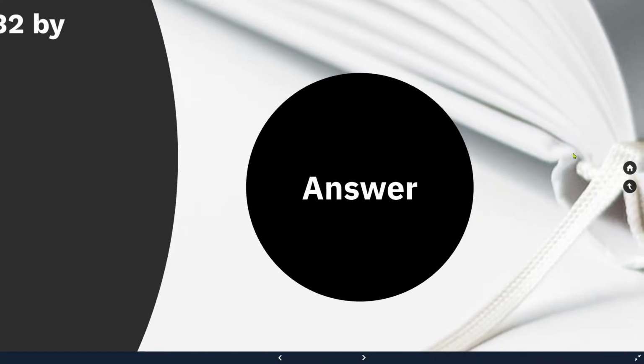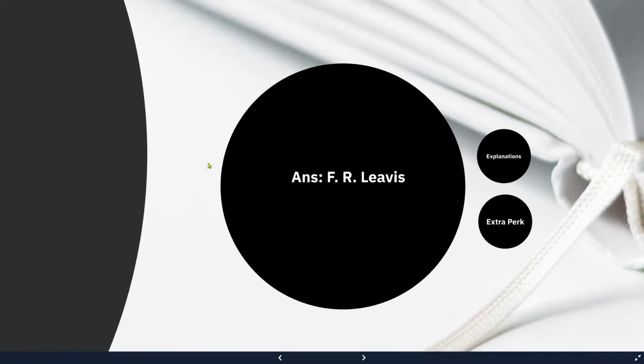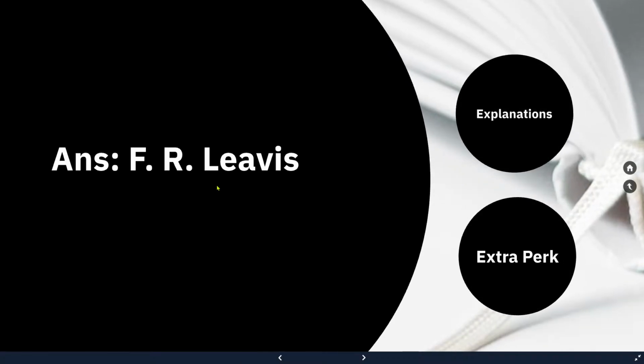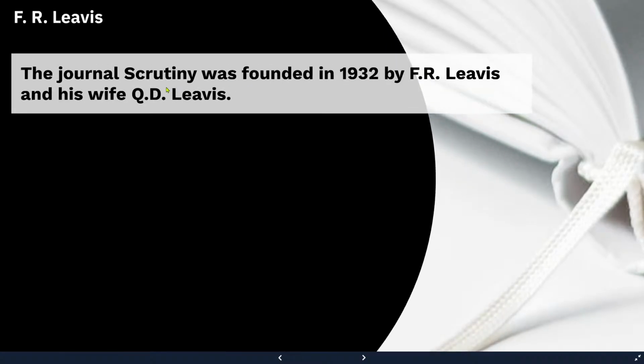So the answer for this question is F.R. Leavis. So the journal Scrutiny was founded by F.R. Leavis. And we have an explanation for it. The journal Scrutiny was founded in 1932 by F.R. Leavis and his wife Q.D. Leavis.